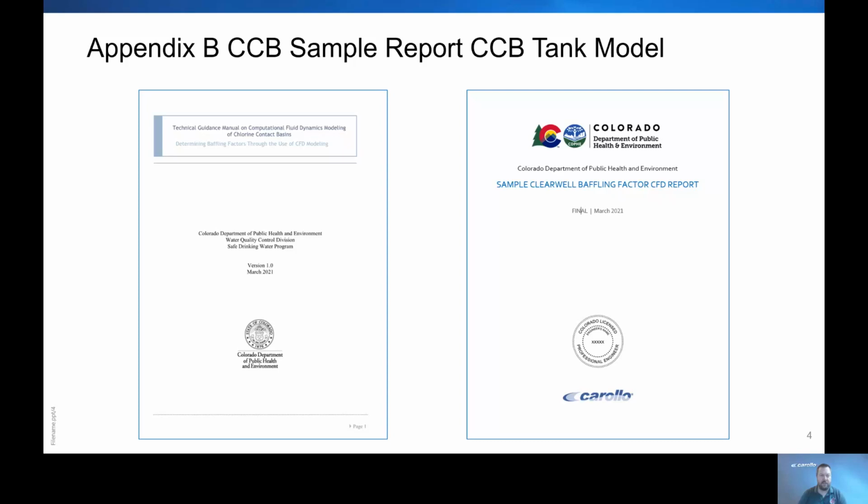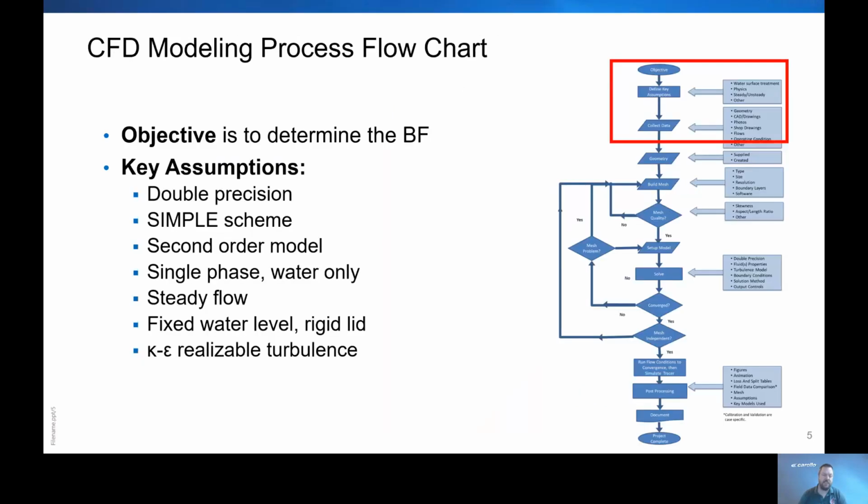In the guidance document, Appendix B contains a sample problem and report that we worked through to help provide end users information on what should go into the report and how the department would like to see it organized. In the guidance document, we've got a CFD modeling process flowchart. And today we're going to talk about the first couple pieces that are going to go into our sample problem.